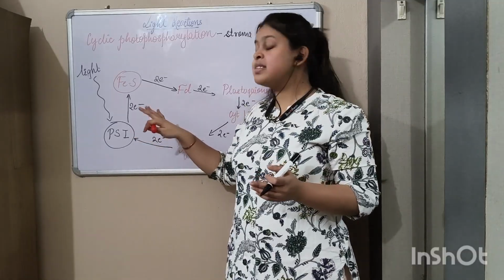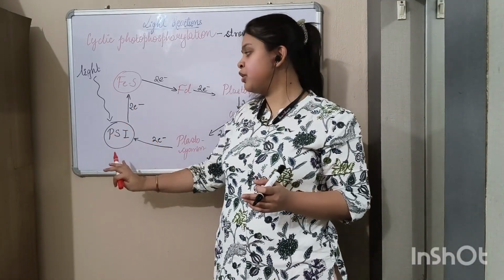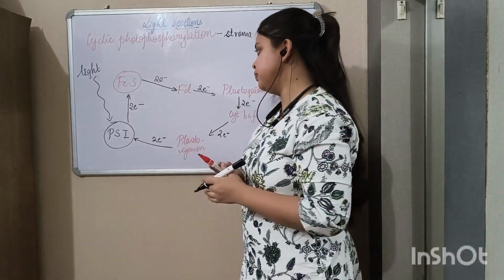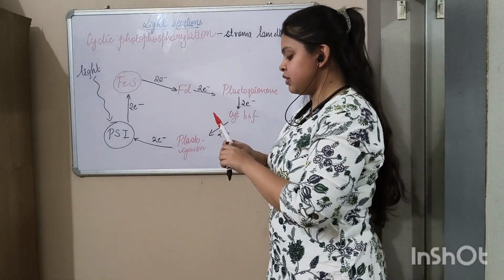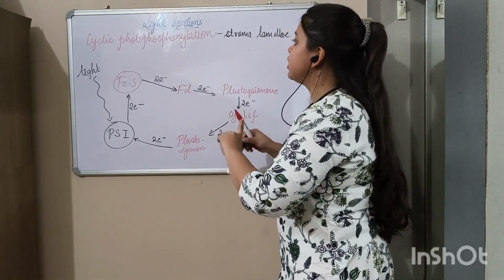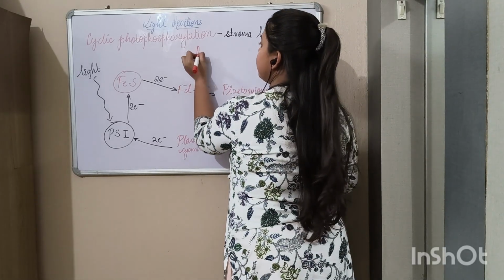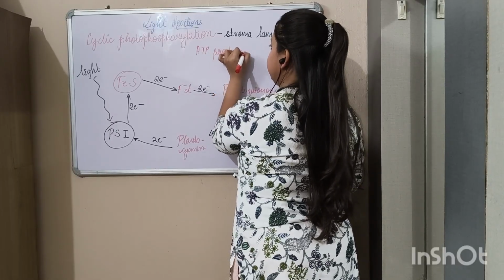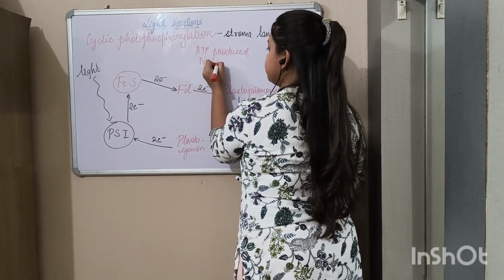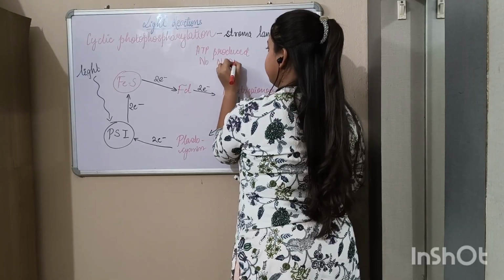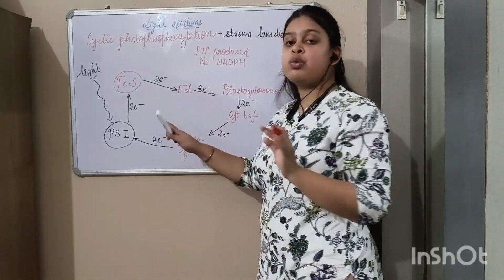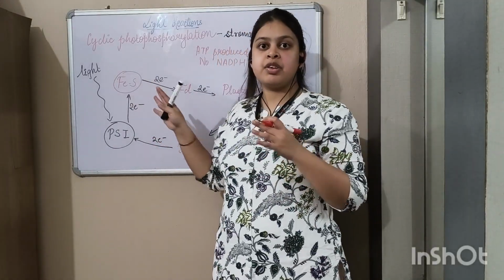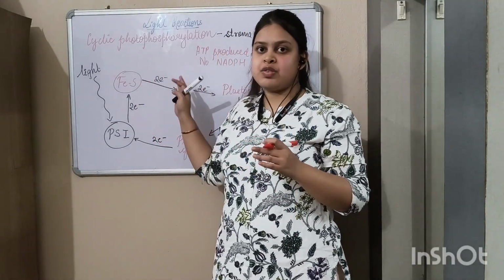So, tell me, is there a need for photolysis of water here? Because there is no loss of electrons. No, right? There is no need for photolysis of water. So, we can see that in this cyclic photophosphorylation, only ATP is produced. No NADPH is produced. And there is no photolysis of water, so there is no oxygen evolution. We will now quickly see the difference between the non-cyclic and the cyclic photophosphorylation.